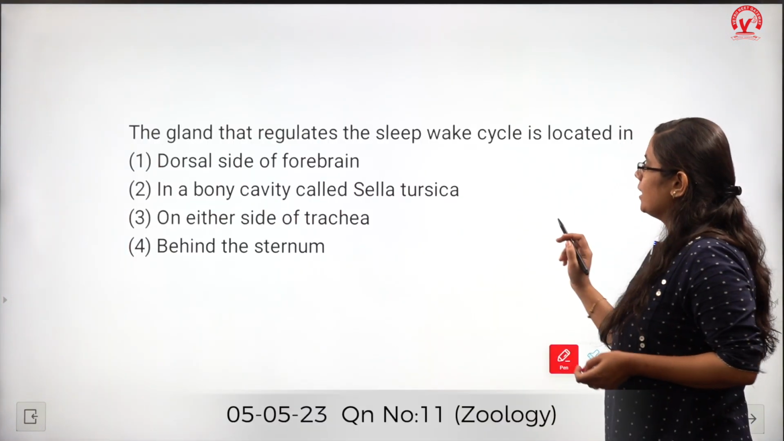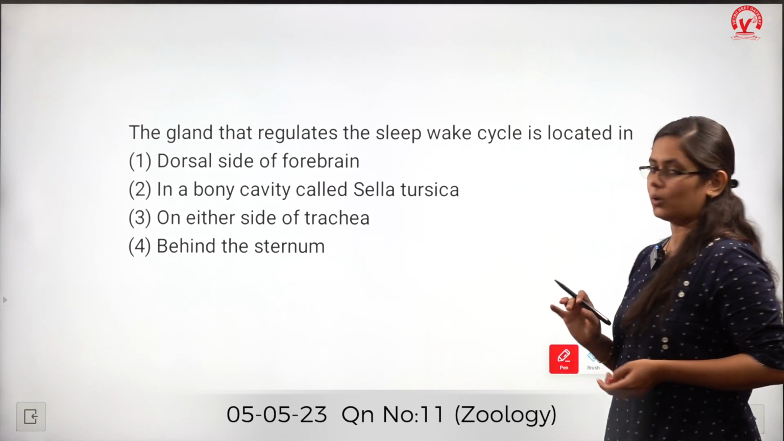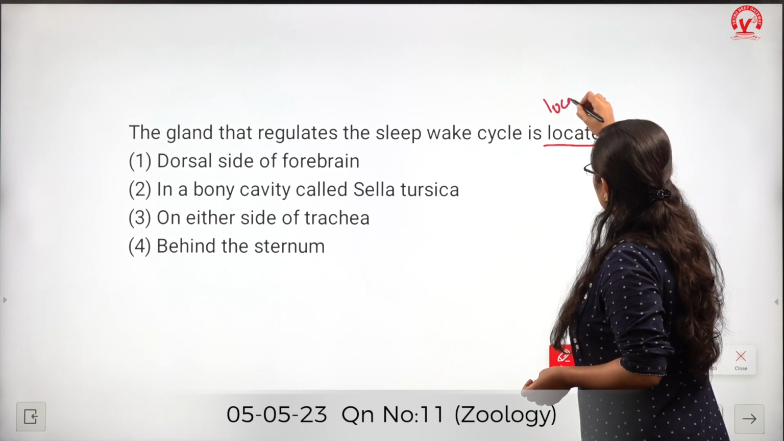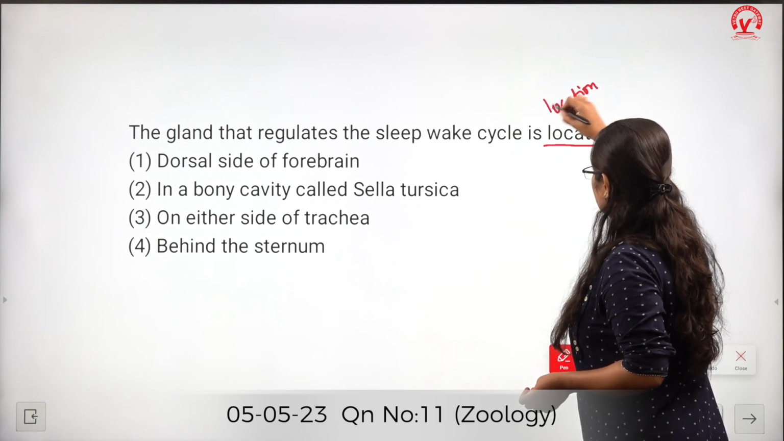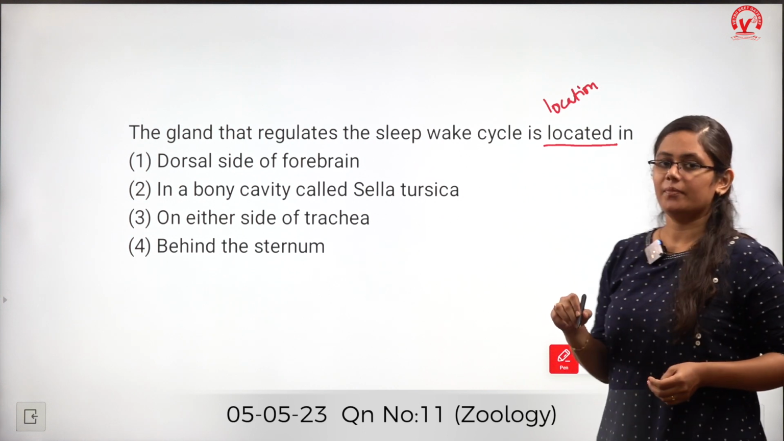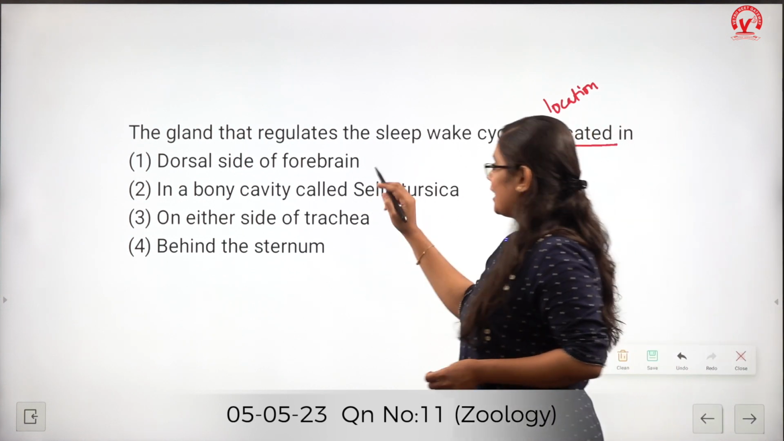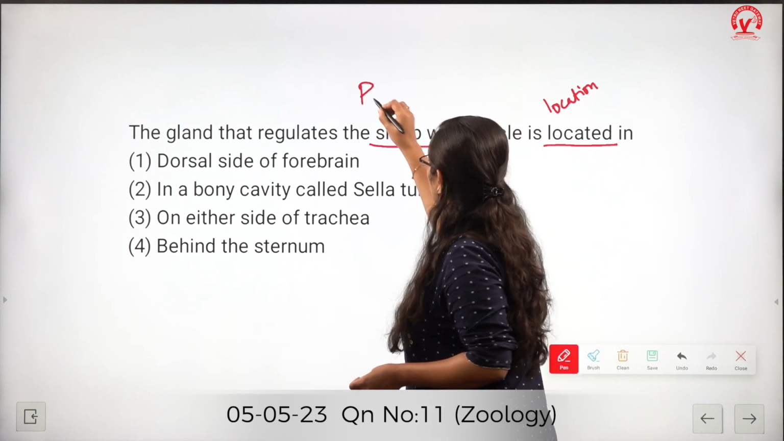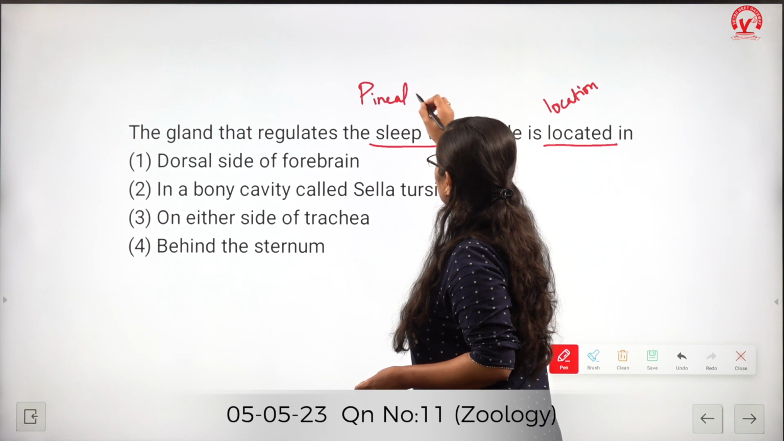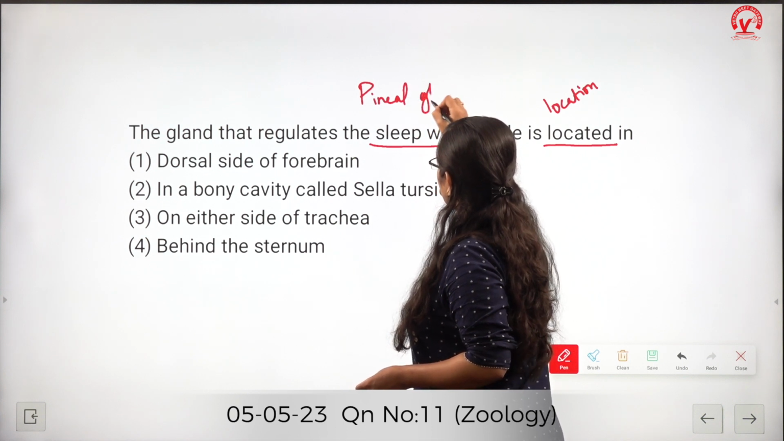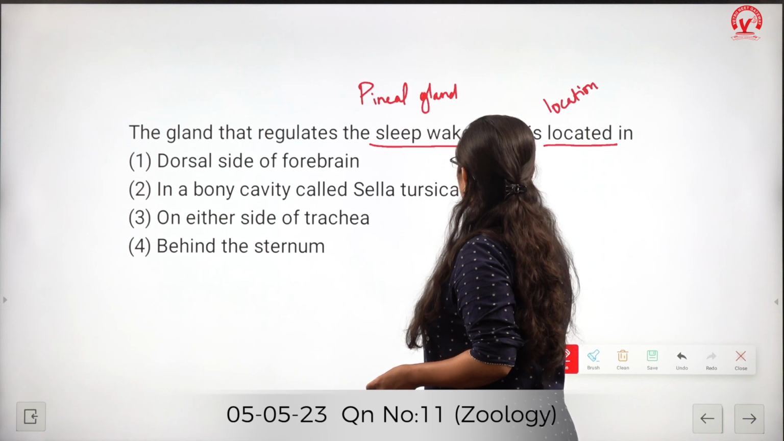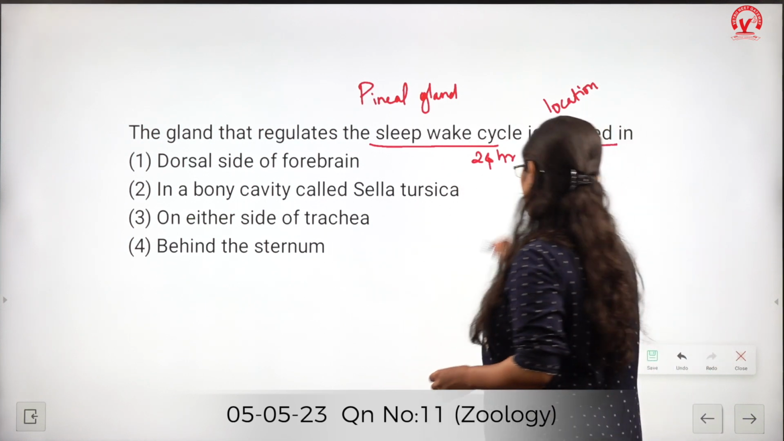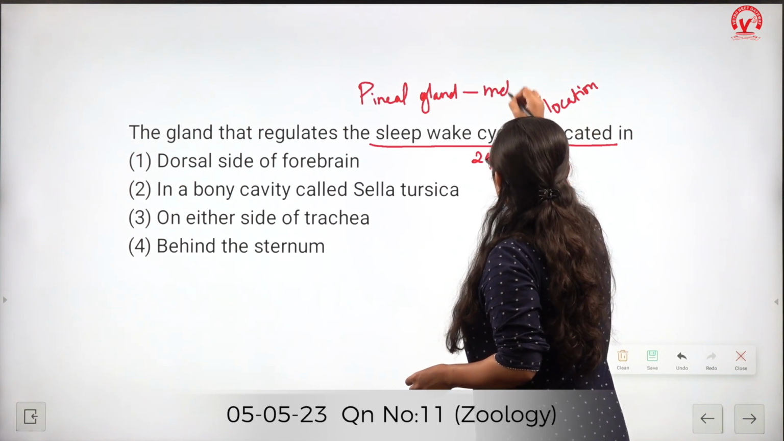The gland that regulates the sleep-wake cycle is located in. So, here they are asking the location of the gland that regulates the sleep-wake cycle. First, what is the gland that regulates the sleep-wake cycle? Pineal gland. So, pineal gland regulates the sleep-wake cycle, that is, it regulates the 24-hour circadian rhythm by secreting the hormone melatonin.